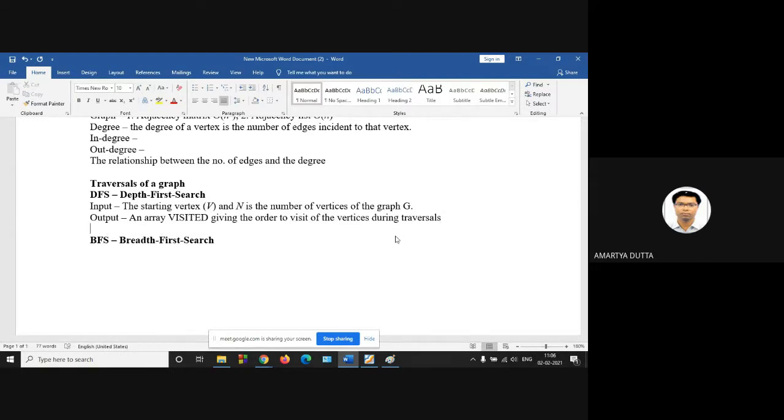Now, what data structure is used? Here the stack data structure is used. Every year you are asked the data structure used in DFS and BFS. In depth first search, DFS, the data structure used is stack. In breadth first search, the data structure used is queue. Okay. So first, the algorithm steps.